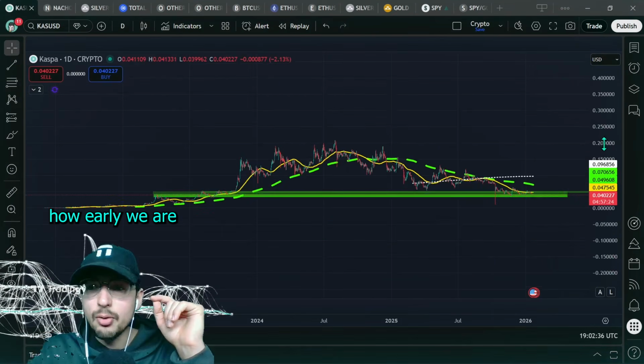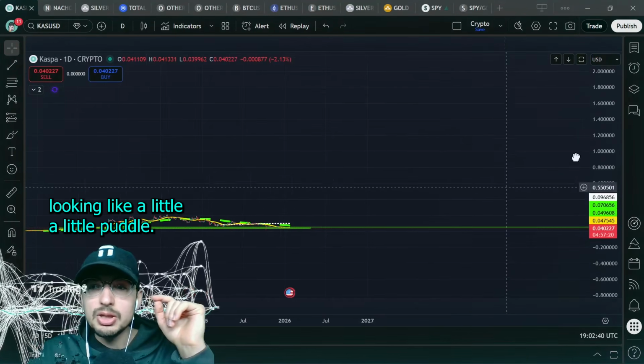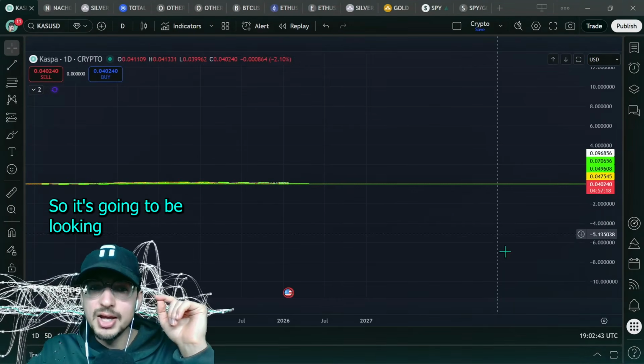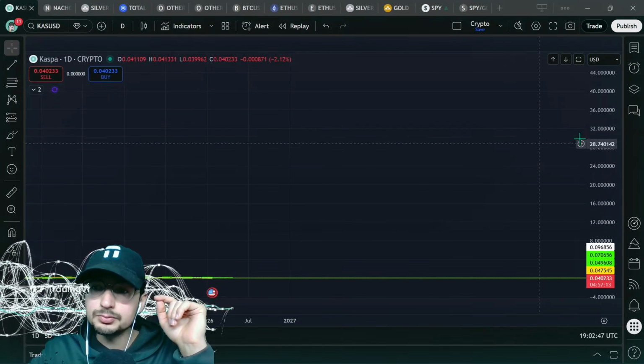We have to realize how early we are, and when we're looking 10 years in the future, this is going to be looking like a little puddle. It's going to be looking like a flat line compared to where we're headed long term.